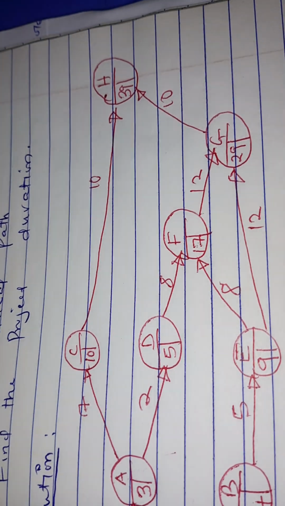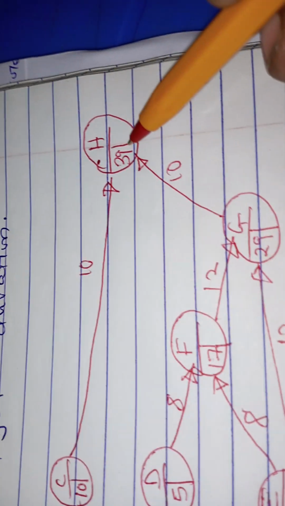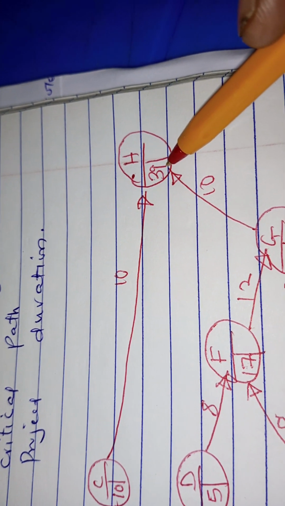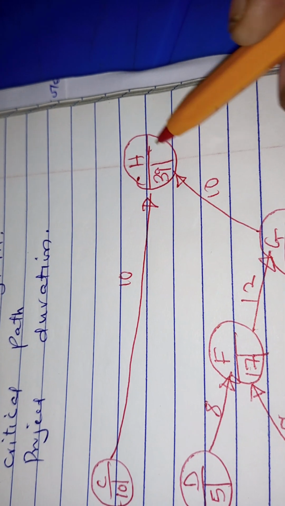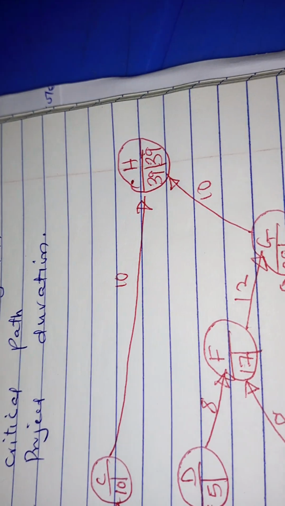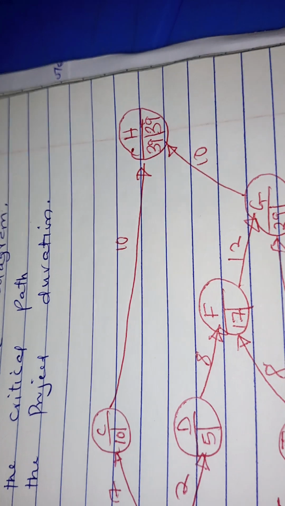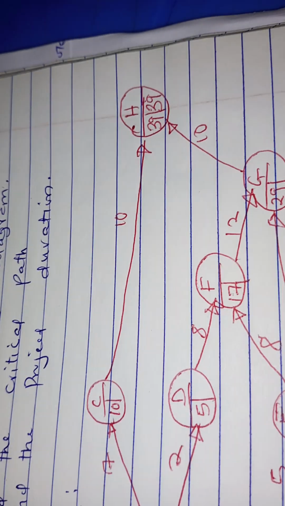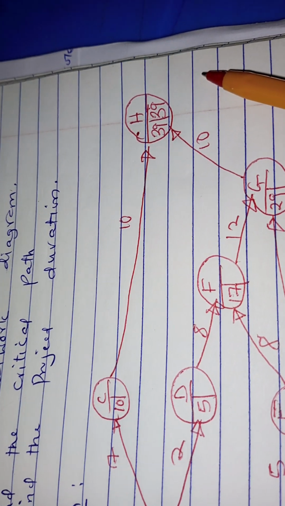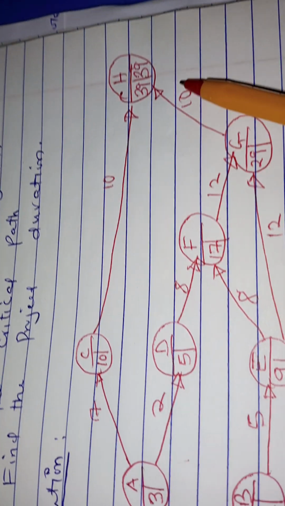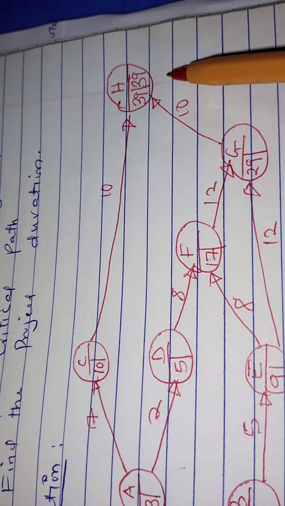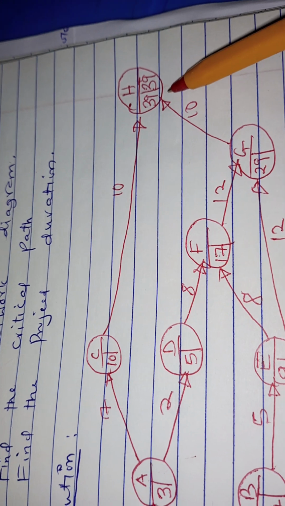Having finished the forward pass, we pick the last earliest finish, which is also the latest finish, and we copy the 39. We just insert another 39 on the other side of the box. Then we start the backward pass. That was the forward pass, according to the movement of the arrows, direction of arrows from left to right, called forward pass. Now we begin the backward pass.